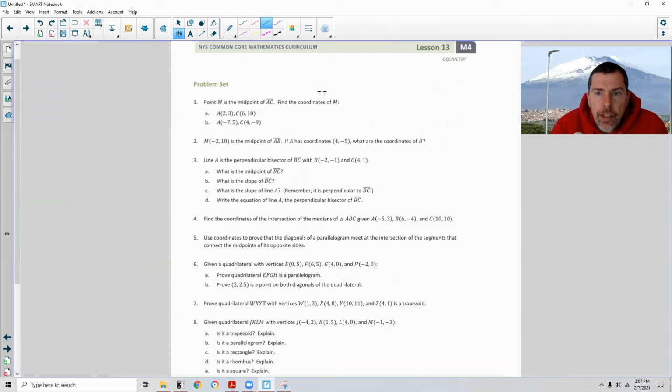Okay, page 4 brings us to the end of lesson 13. Go to your problem set.